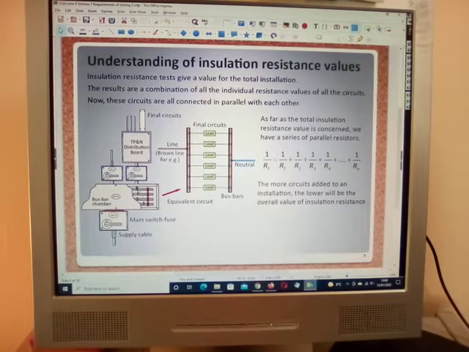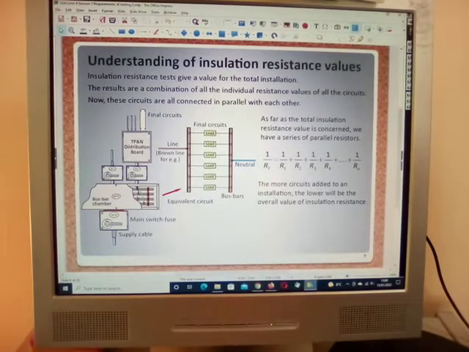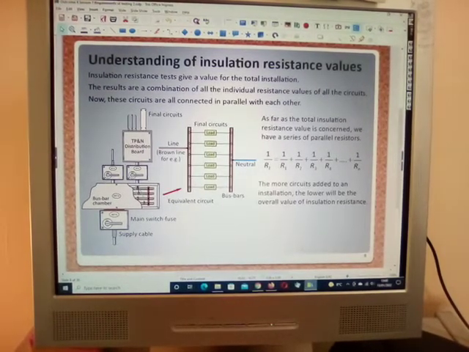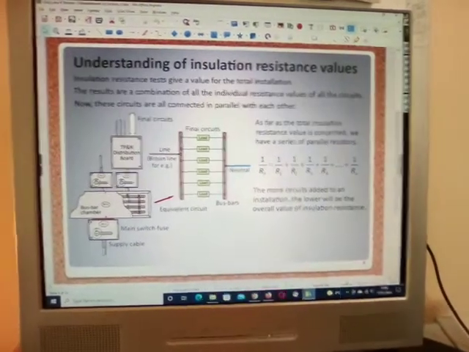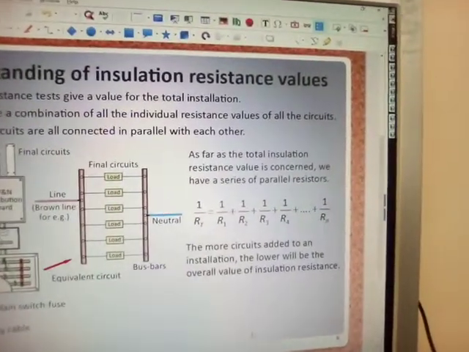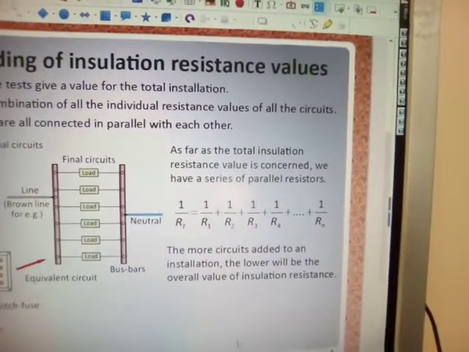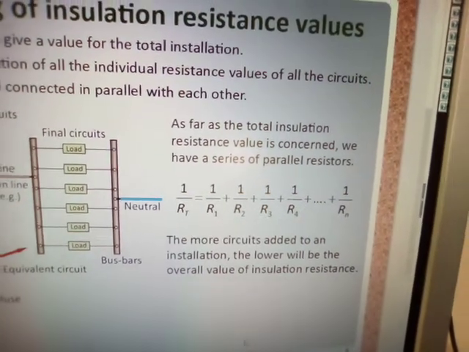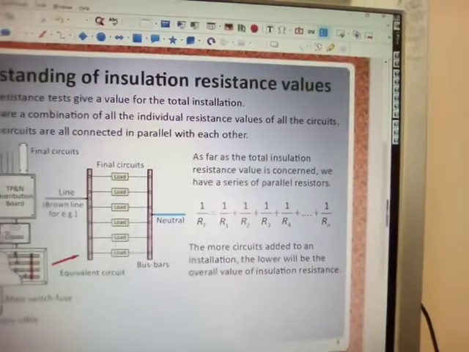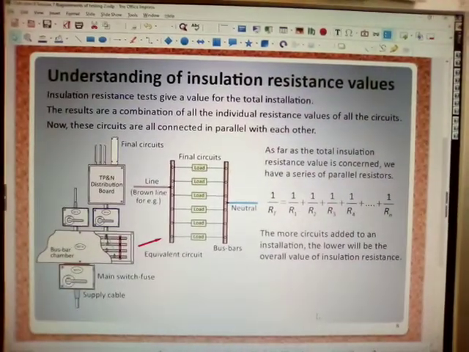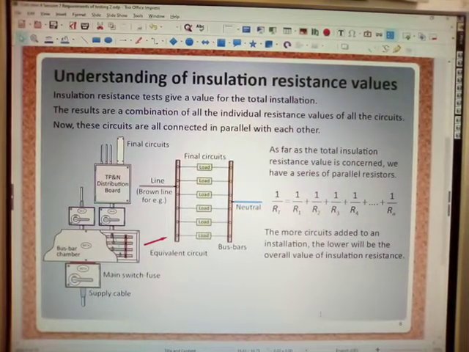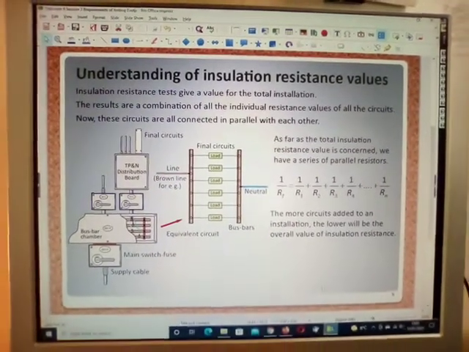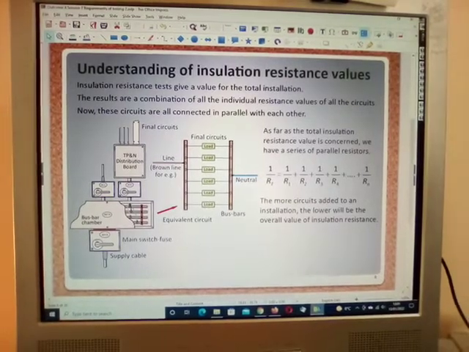The understanding of insulation resistance values. Insulation resistance tests give a value for the total installation. Now again here, I'm going to make sure you have the information. You should be familiar with this already because you have done this in calculation of resistances, both in series and in parallel. So you should be able to implement this for yourselves and understand its concept.